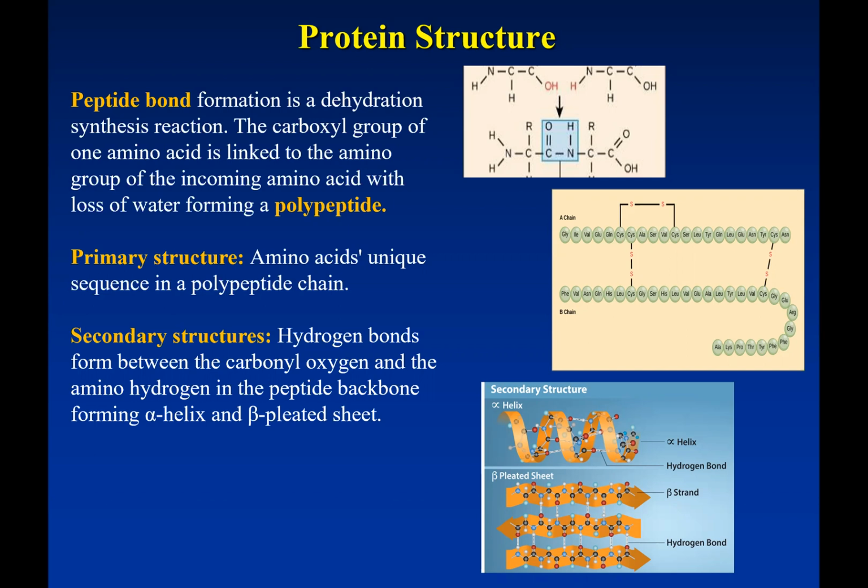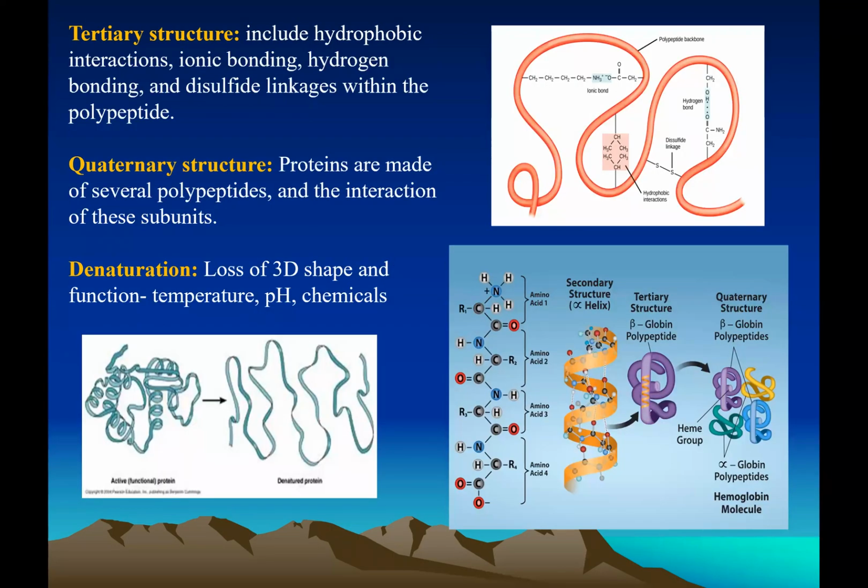Because of this hydrogen bonding, the molecule can have a spiral shape, called an alpha helix, or it can take a sheet-like shape, called a beta pleated sheet. Different amino acids will have different tendencies to form these structures, either a spiral or a sheet. The next level of organization is the tertiary structure. This is talking about hydrophobic interactions, ionic bonds, hydrogen bonds, or disulfide bridges that happen within the polypeptide chain.